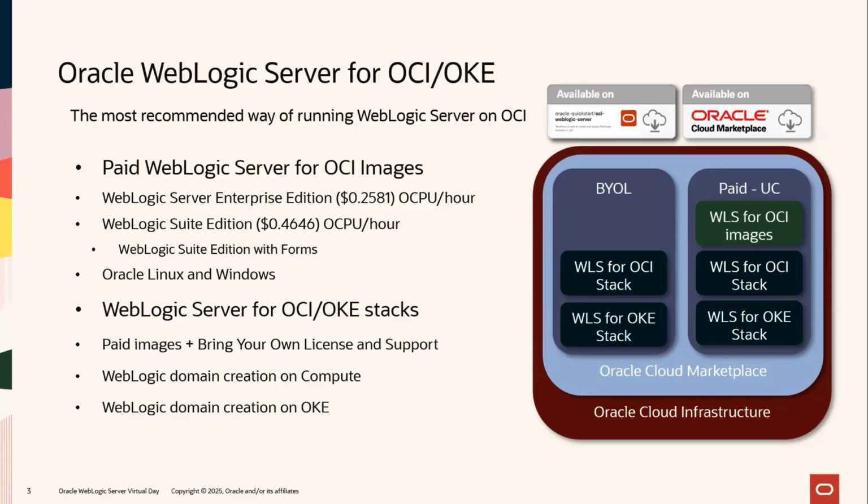We also have the WebLogic Suite for OCI UCM image that includes the same features that you get with a WebLogic Suite license. The cost of this compute instance is 46 cents per OCPU per hour. And we also have a variant or a version of this compute instance that provisions a Forms domain within the compute instance. The other compute instances that we have on Oracle Linux and Windows only include binaries and the entitlements for WebLogic. So those are compute images.